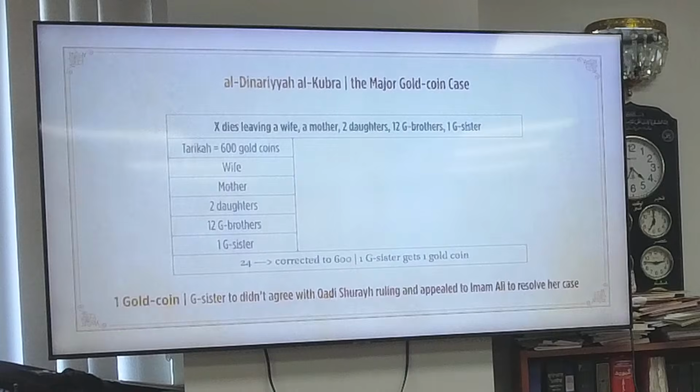He thought about it for a second and he said, is your case that the estate is 600 gold coins and there's a deceased that left a wife, a mother, 2 daughters, 12 full brothers, and you? She said, yeah, how did you know? He said, then his calculation is correct. You only get 1 dinar. And he did it on the spot.